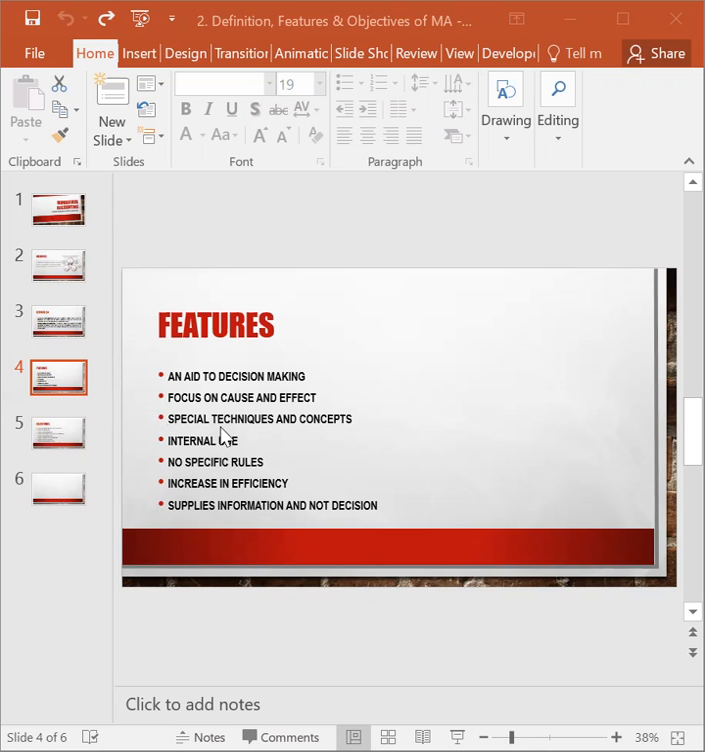That is another feature. Then, use of special techniques and concepts. Management accounting uses special tools and techniques to provide and interpret information for managerial decision making. The techniques used in management accounting could be financial statement analysis, and as you have studied in your subject called cost accounting, like standard costing, marginal costing. It could be budgetary control, it could be activity based costing, and so on and so forth.